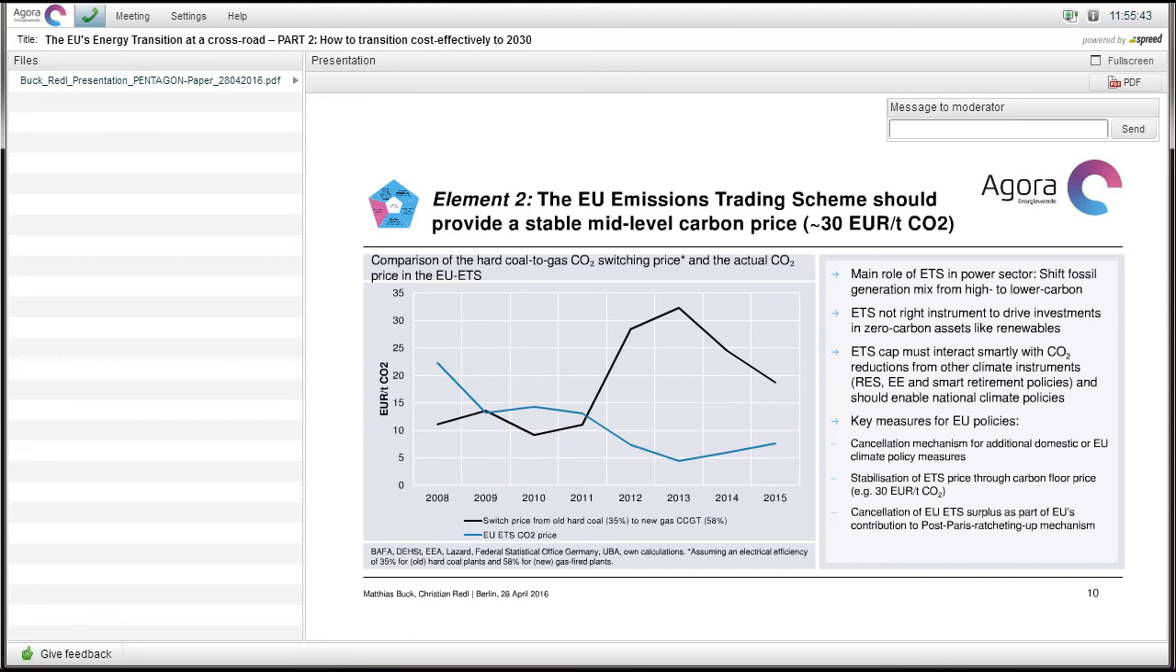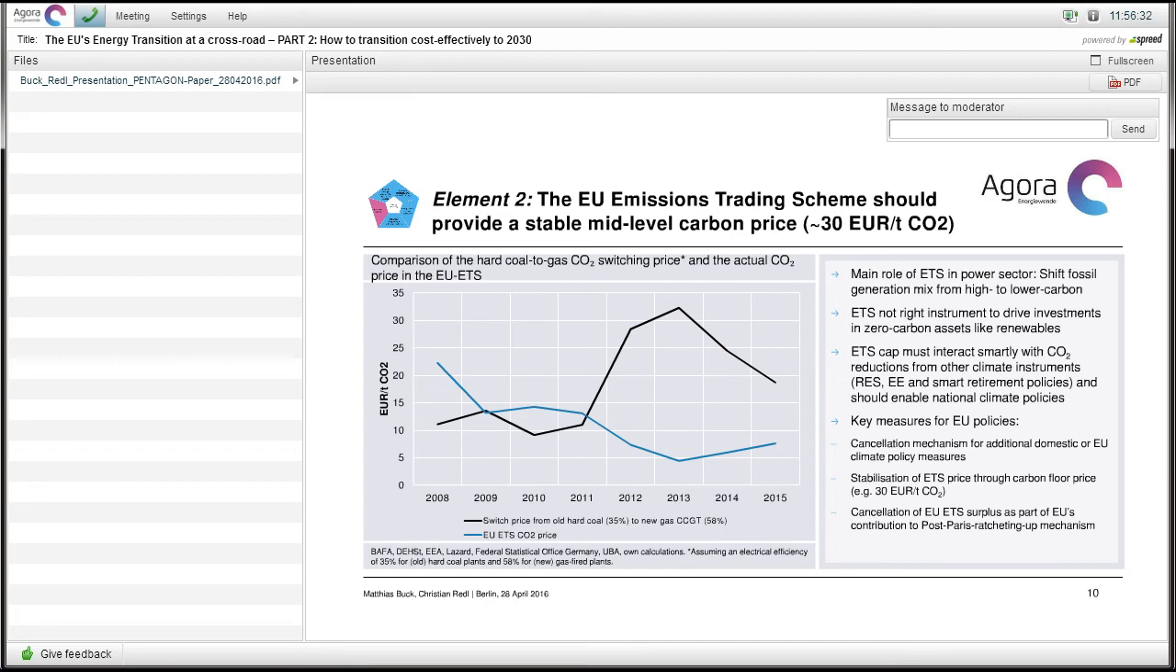The second element: a reformed emissions trading scheme. We consider the main role of the ETS in the power sector to be to facilitate a fuel shift from high carbon to low carbon fossil fuel power. It's not the right instrument in our field to drive investments into renewables, because specifically for wind and PV, and I will come back to that later, you would need very high CO2 prices. Matthias mentioned already in the range of 60 euros to get these investments solely market-based, which would be inefficient and also critical for, let's say, energy industrial companies in Europe.